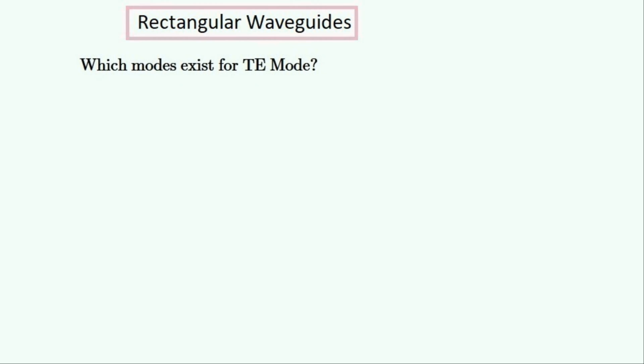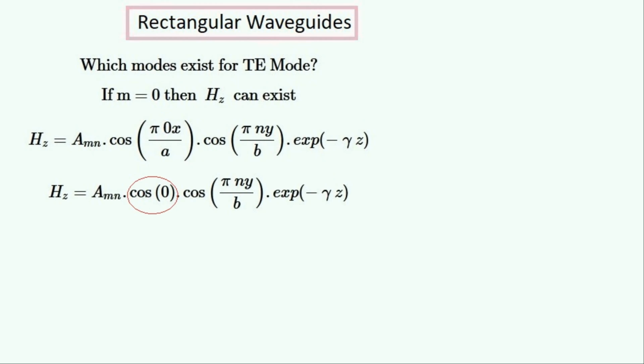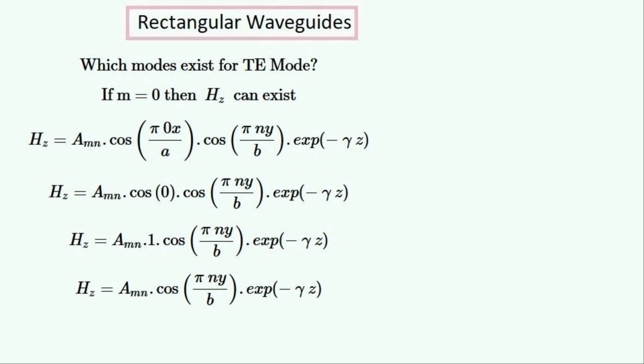Now to find which modes exist for the TE mode, that is, which values of n and m TE can exist for. HZ should exist for m equal to 0. Substituting m equal to 0 into the expression for HZ gives us a cosine 0 term, which gives us 1 multiplied by a lot of expressions, which gives us this expression, which looks like it could exist in the waveguide.